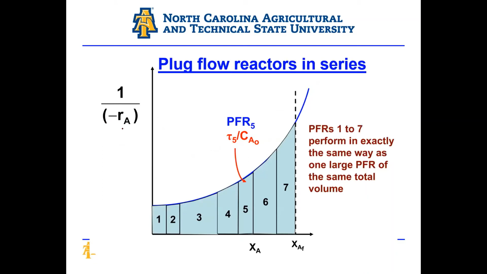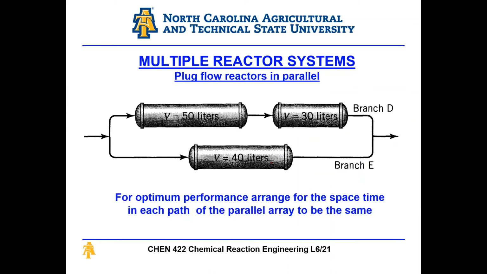So if I plot 1 over minus r_A versus X, PFRs 1 to 7 perform exactly the same way as one large PFR with the same total volume, right? Because the performance of the PFR is equal to the area under the curve. And if I use 3 PFRs, 1, 2, and 3, their performance is exactly the same as one single PFR with the equivalent volume. Okay, again, if I divide into 7 PFRs, the area under the curve will be the same, so the performance will be the same. Okay, moving on.